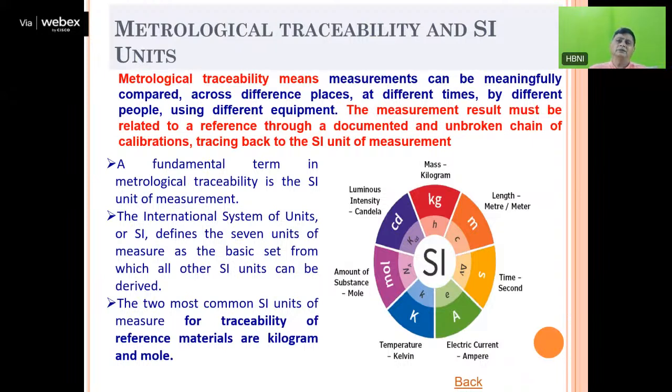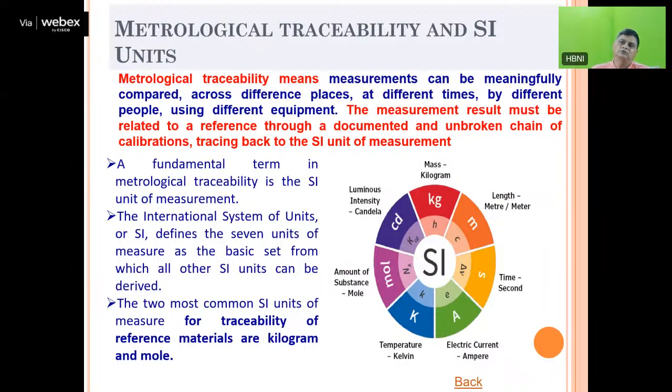What is metrological traceability? It means a measurement can be meaningfully compared across different places, at different times, by different people using different equipment. For example, if I have taken an alloy and I have to determine the amount of copper in it, that alloy sample can be analyzed here at Mumbai, at Delhi, at New York, or at any other European city. The concentration must be the same.